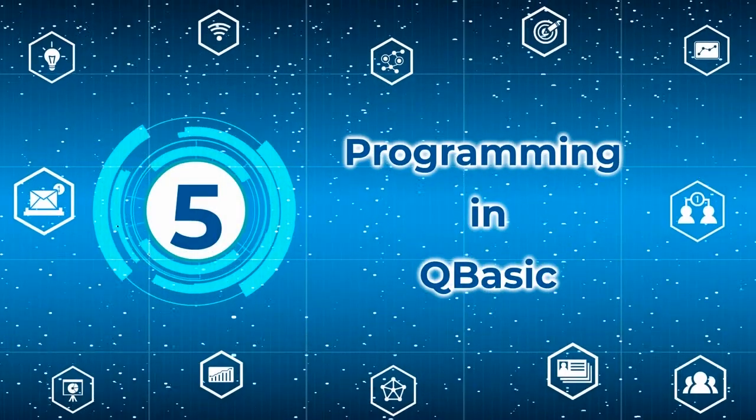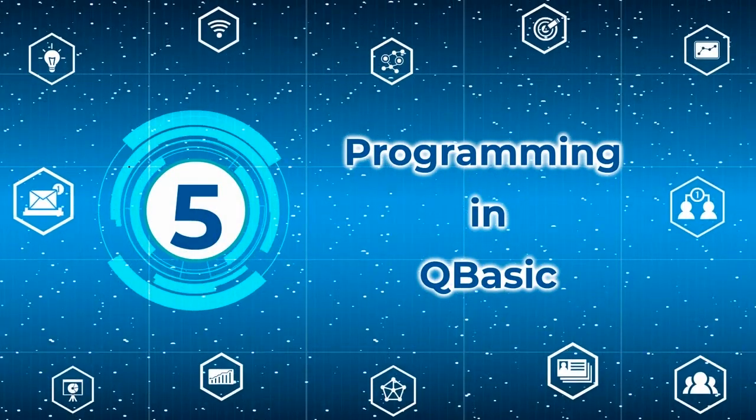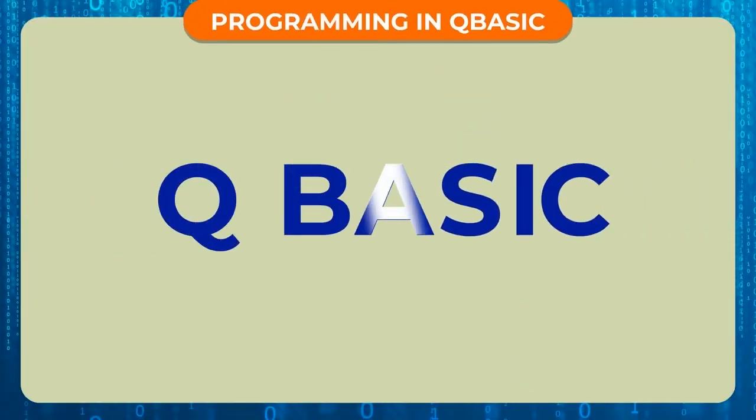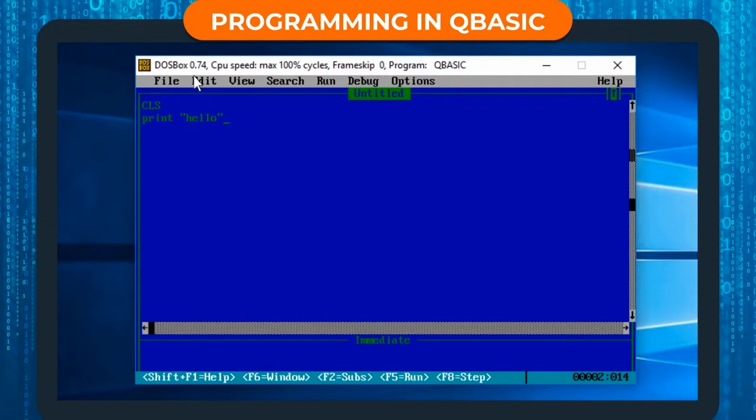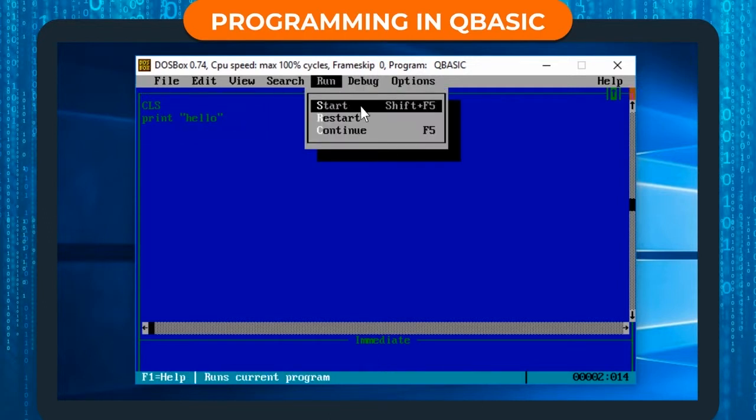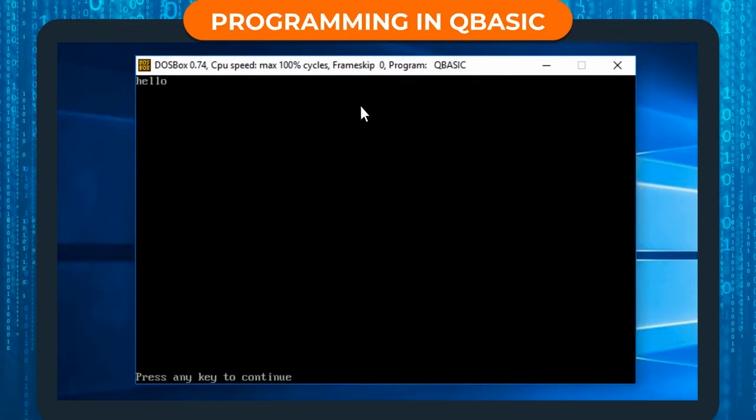Programming in QBasic. BASIC is an interpreter, which means it reads every line, translates it, and lets the computer execute it before reading another. Each instruction starts with a line number.